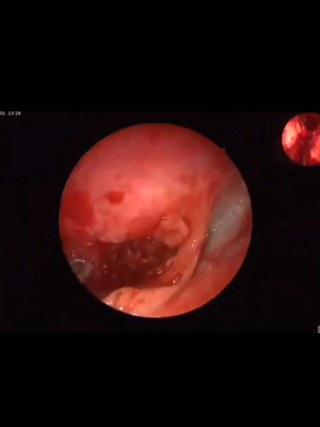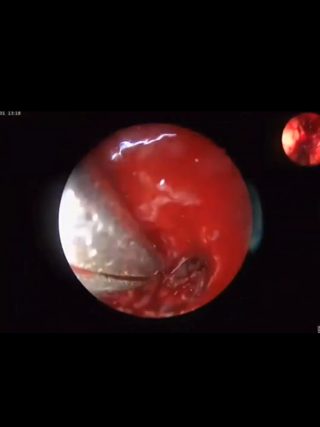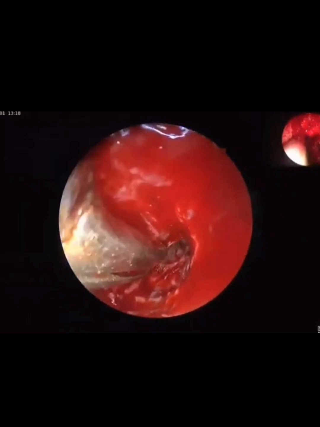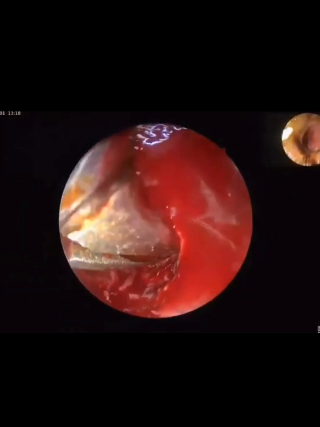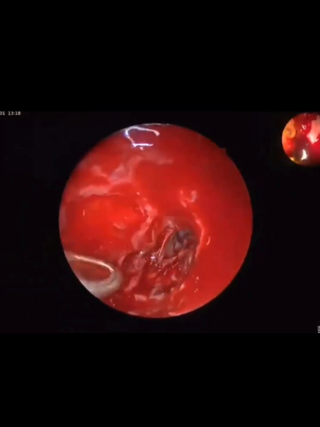Still septa is there. See, in the CT scan there are many cells. I have seen for the first time such type of many cells in the front, inside the frontal sinus and frontal recess area.